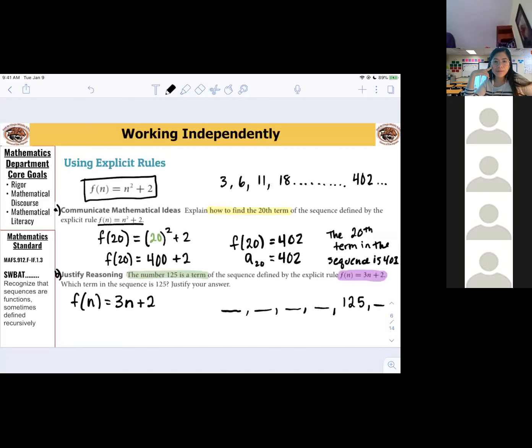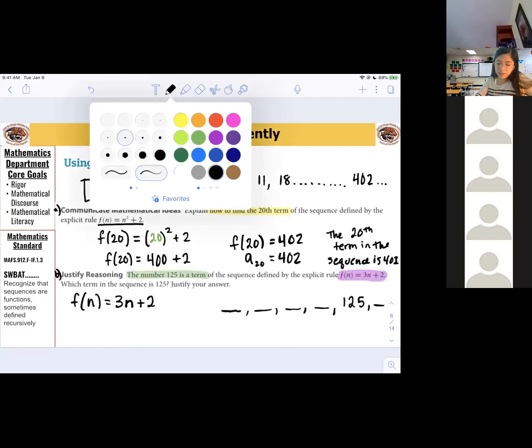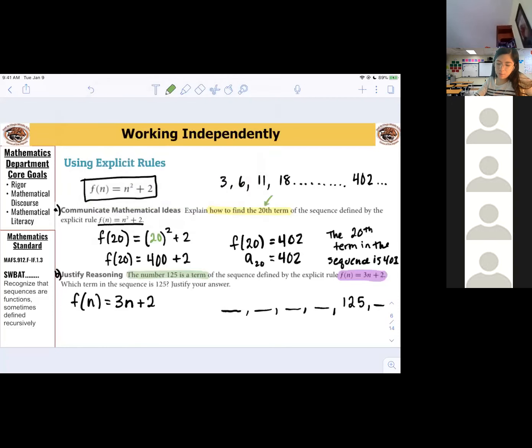So it will still be the same. So the N will still be for 125. So no, because I'm no longer looking for the term, I'm looking for the number. It's a little confusing to understand, but basically what this is saying is that 125 is not the input, 125 is my output. In the problem we just did where we plugged in 20, that's because 20 is the input, because it's the position number.